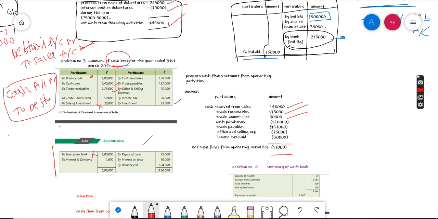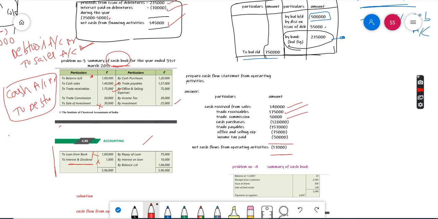Interest and dividend is also an investing activity, so we don't consider. Interest and dividend, if you receive, that is an investing activity. If you pay, that is a financing activity, because you will receive interest and dividend only when you have invested somewhere else, right? So that's why it is an investing activity. You pay interest and dividend only when you have taken a loan from some other person, or when you have issued shares to some other person.